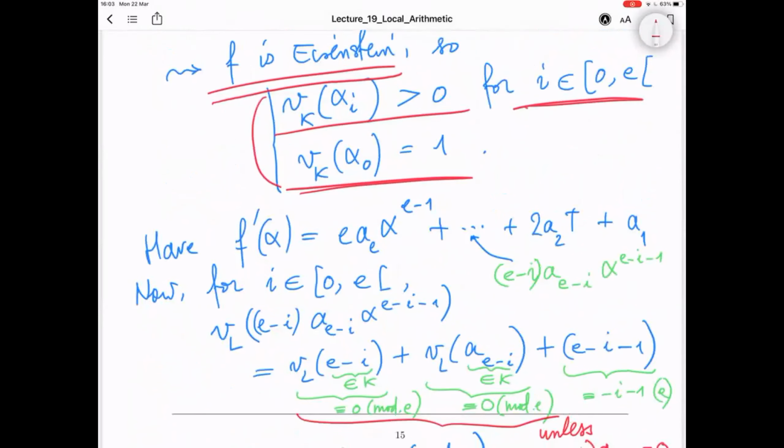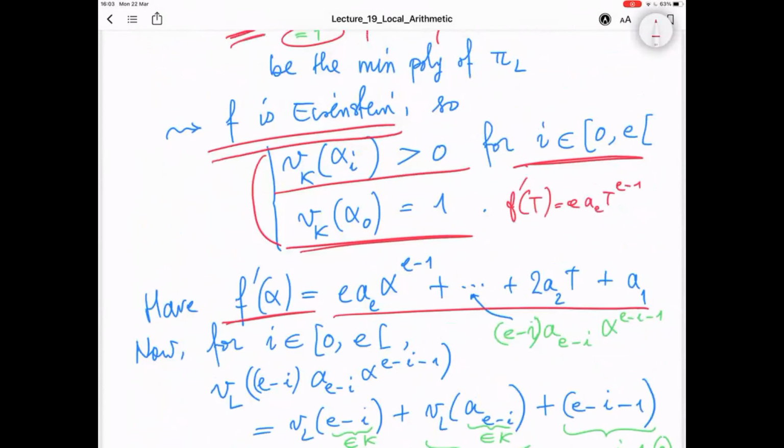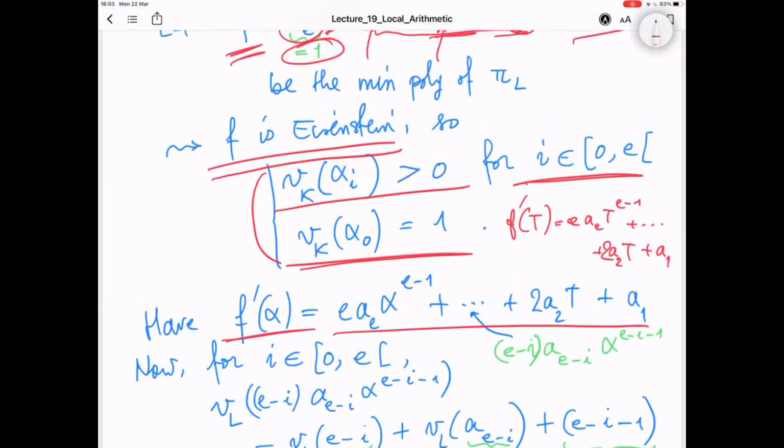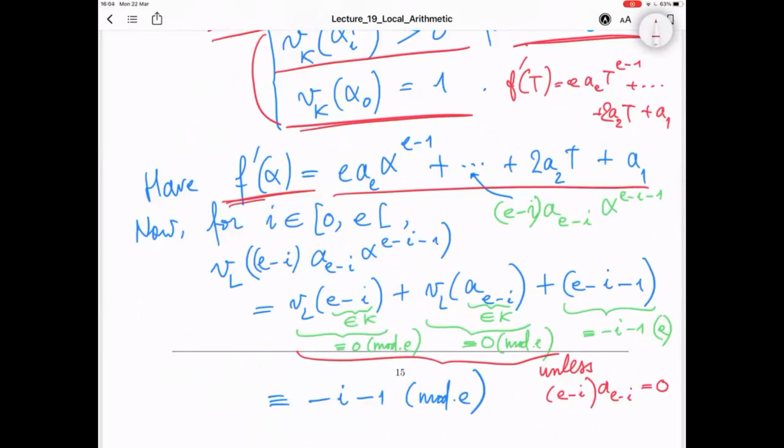So we have these things, and if I write down f prime of alpha, I'll get this expression. It's a formal derivative. So f prime of t is e times a_e t^(e-1) all the way up to 2 a_2 t plus a_1. The a_0 disappears, etc. So that's what I've written. f prime of alpha is this here.